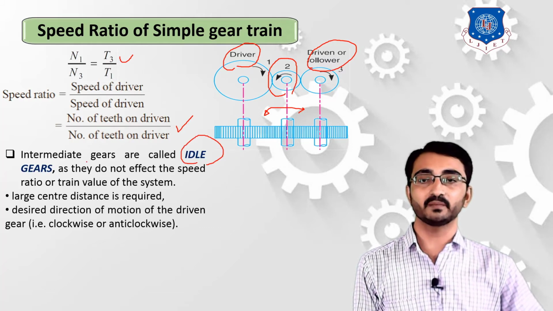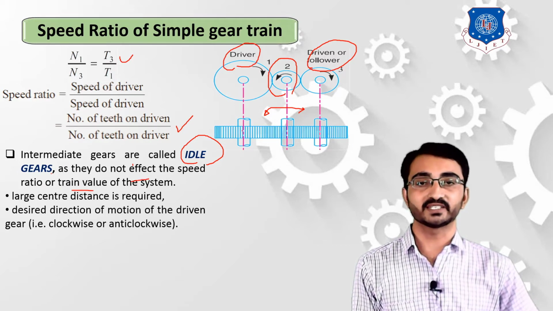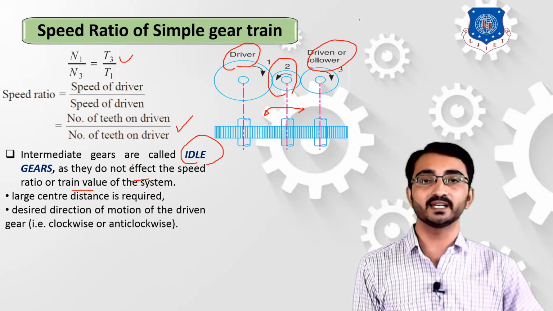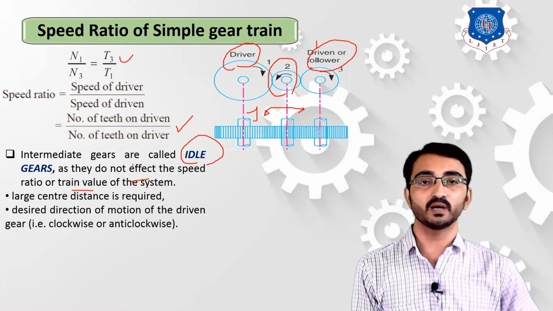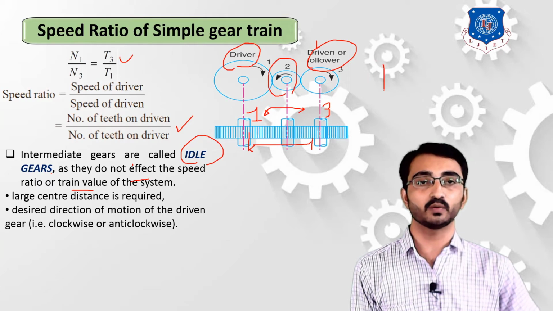Okay, so the intermediate gears are called idler gears as they have no effect on the speed ratio of the system. Simply, we can say that how many idler gears we can put depends upon the center distance. Over here, as you can refer, your gear 1 and gear 3 are apart with this much distance.